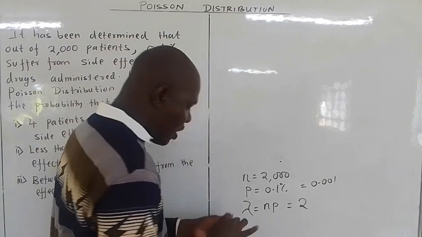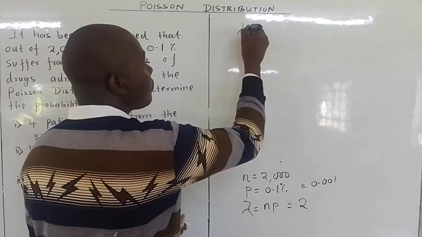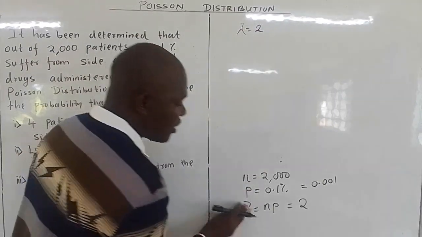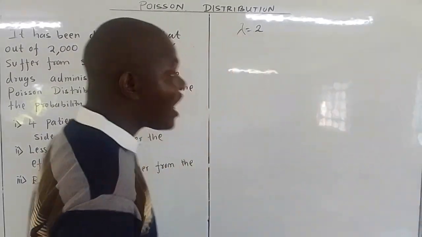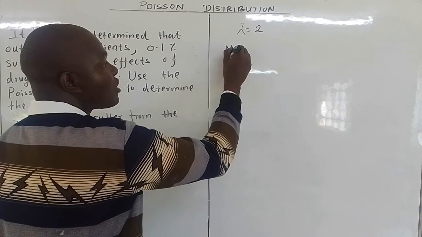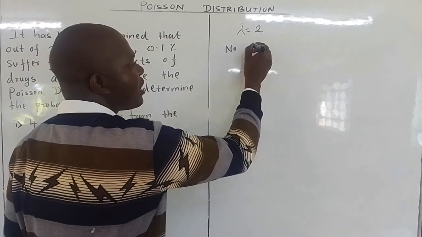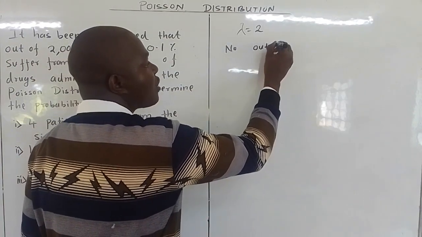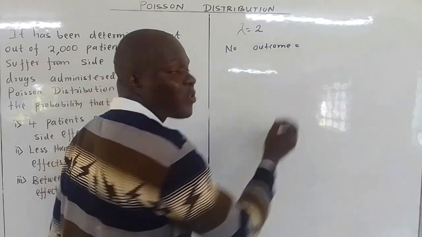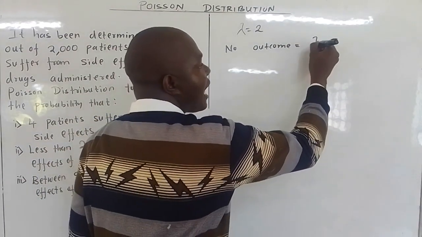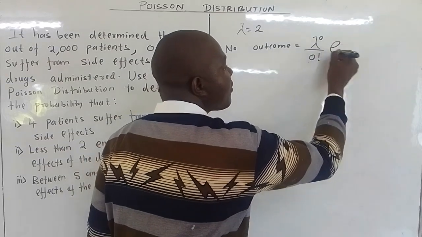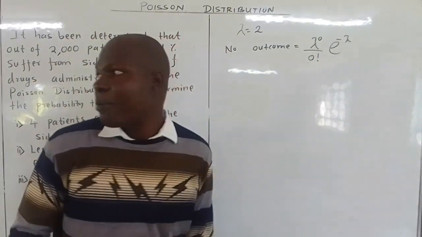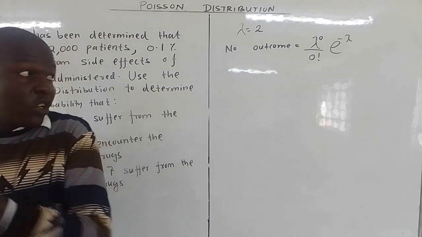So you found lambda is equal to 2. So let us now go to the probability. Start with the probability that there is no outcome. No outcome means zero outcome, isn't it? When there is no outcome, it means lambda raised to power 0 over 0 factorial, and everything is times exponential negative lambda.